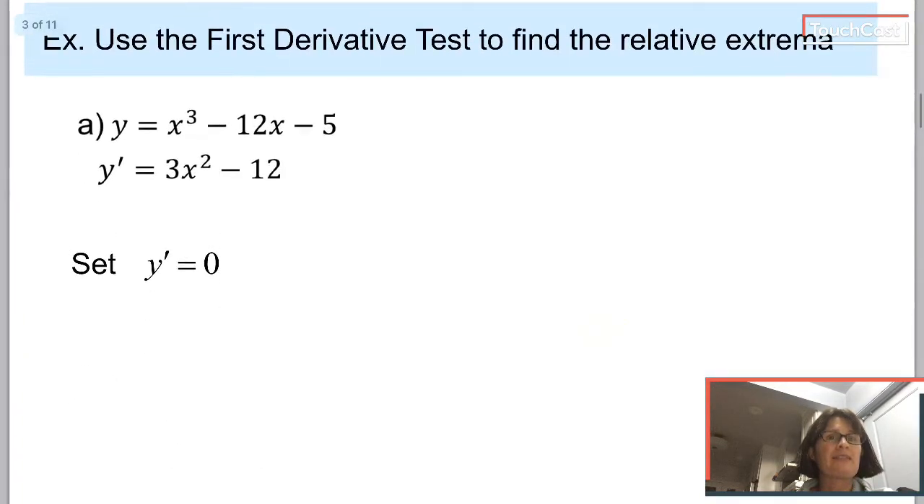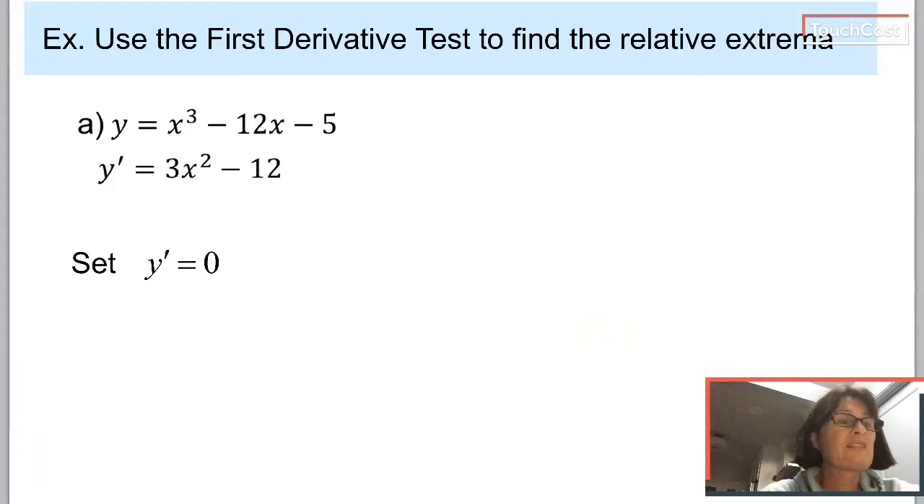So let's see how you're going to see this on the test. Here we're asked to use the first derivative test to find relative extrema of this function, x cubed minus 12x minus 5. So we need to find the critical points of y so that we can mark them on our number line and find out what happens on either side of them, on the different intervals.